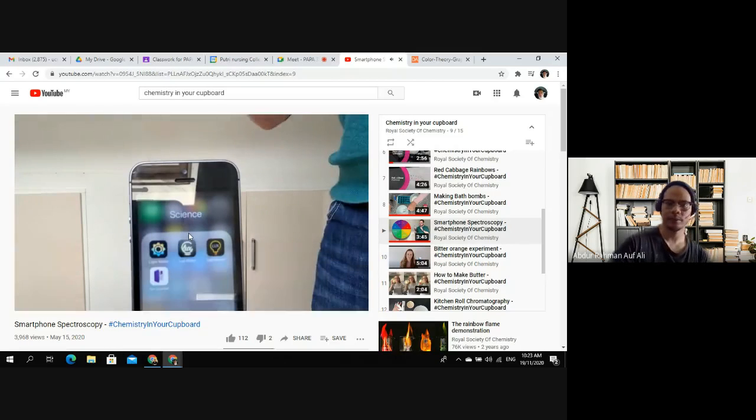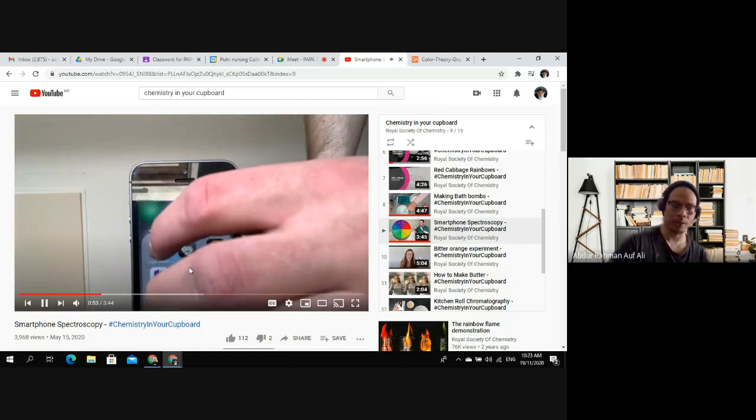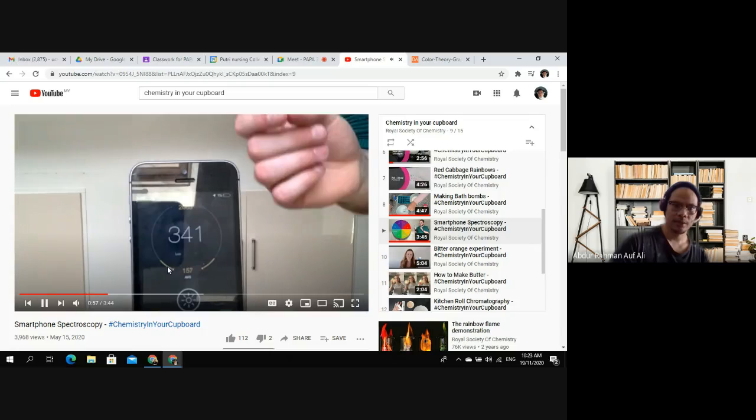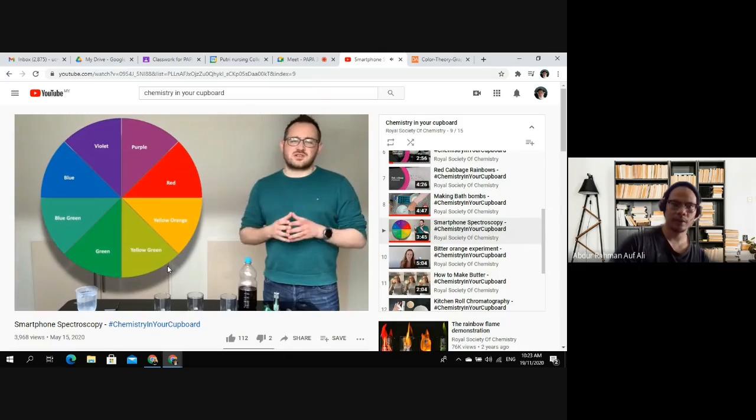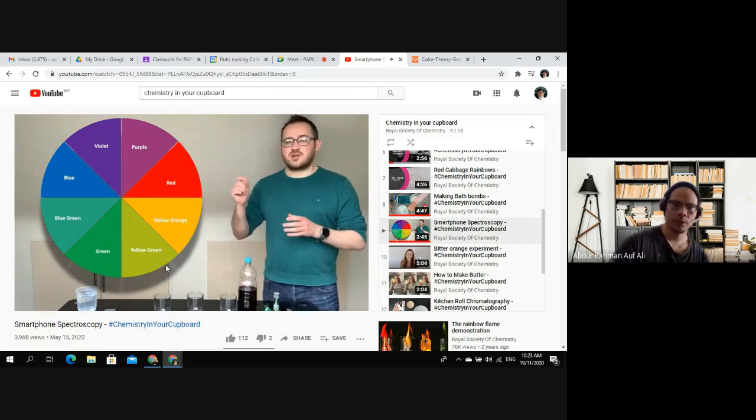So smartphone kamu tu, kamu perlu, kalau kamu nak buat lah, if you're interested to do this experiments, okay, DIY spectrophotometer. So phone kamu, on your phone you need to download this app, light meter nama dia. So just any light meter app will do.